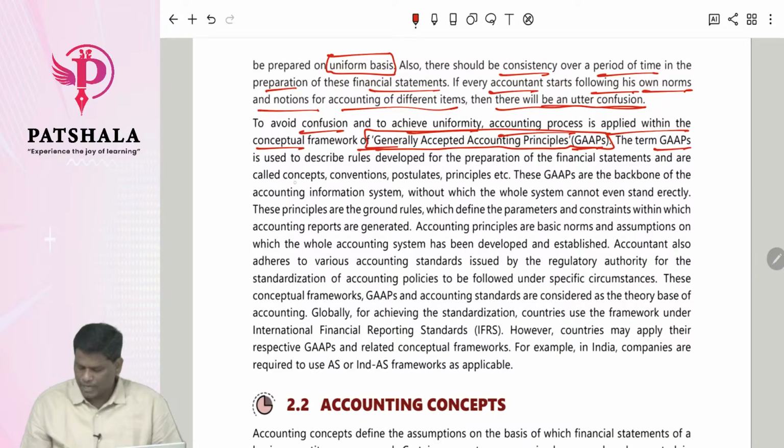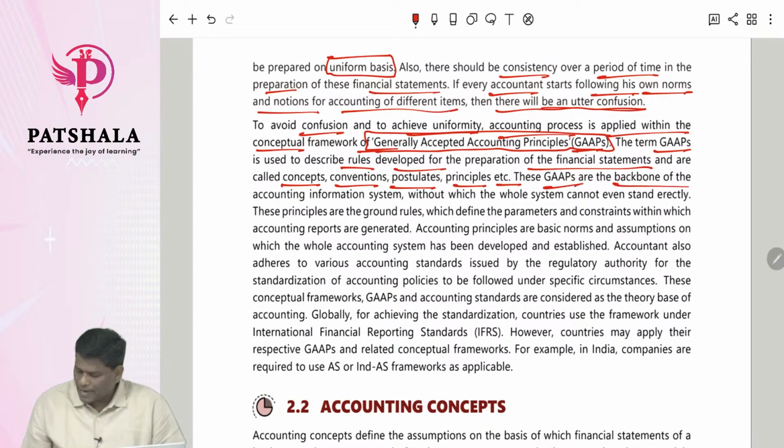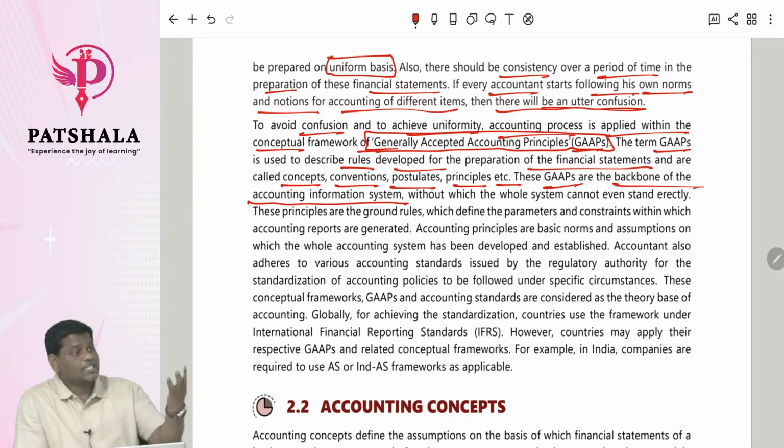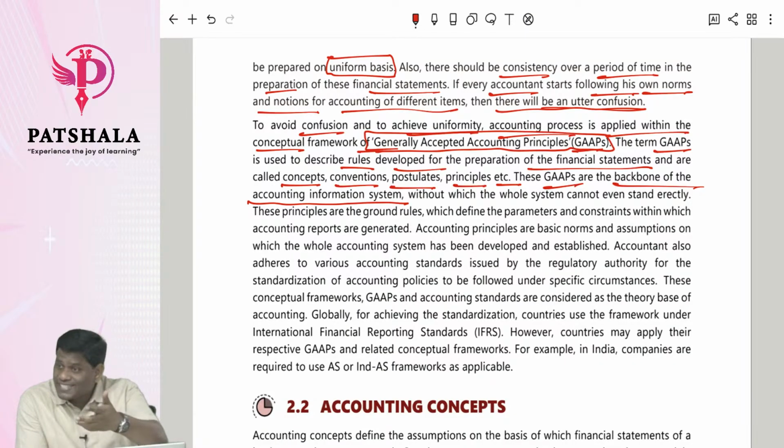The term GAAP is usually described as rules developed for the preparation and presentation of financial statements. These are called concepts, conventions, postulates, principles, etc. The GAAPs are the backbone of accounting. So why is accounting designed like this? If you want to understand, learn the rules, learn the principles. Then you will understand why accounting is like this, why we do something like this. This is the answer. Clear?